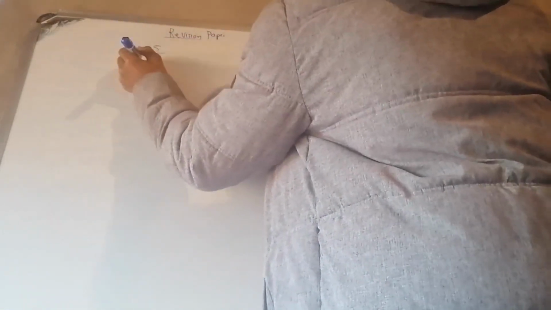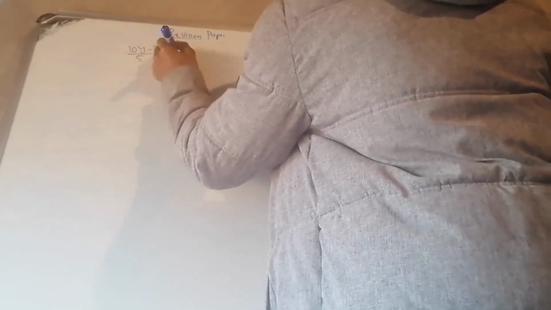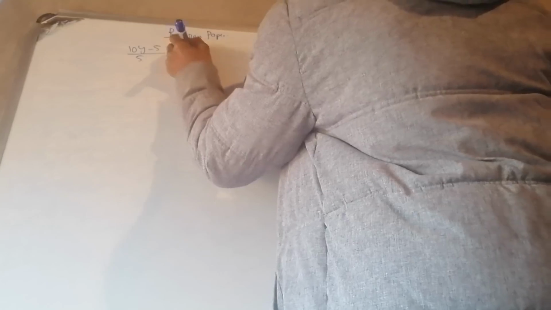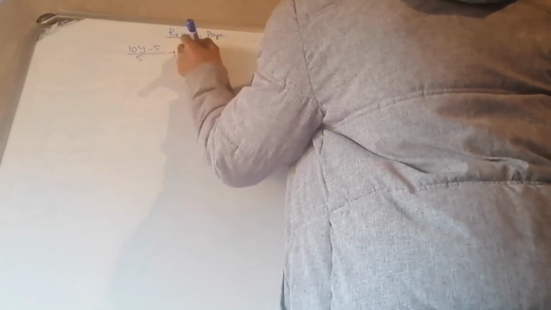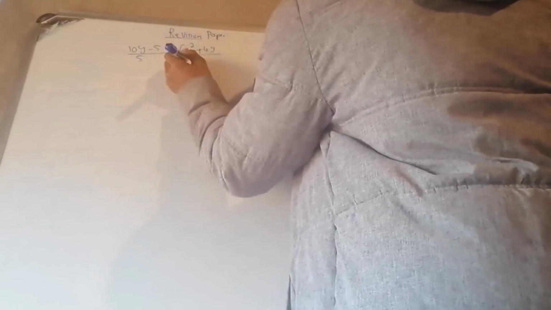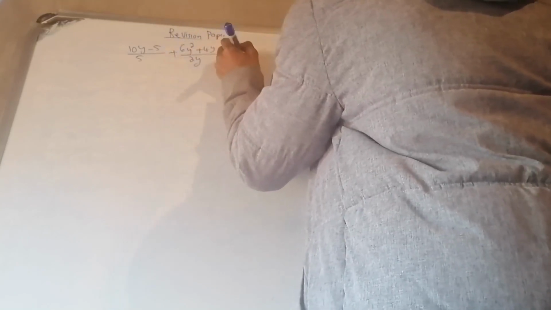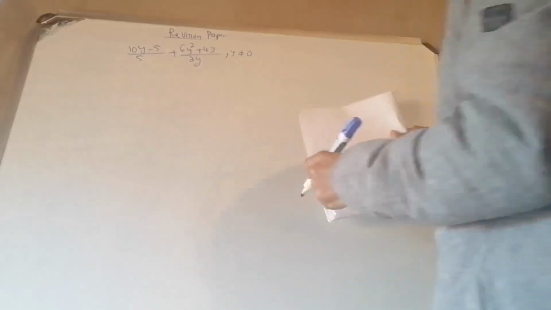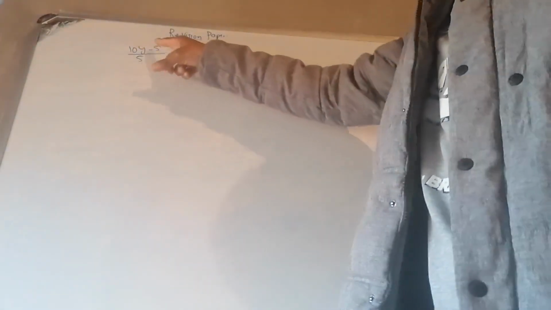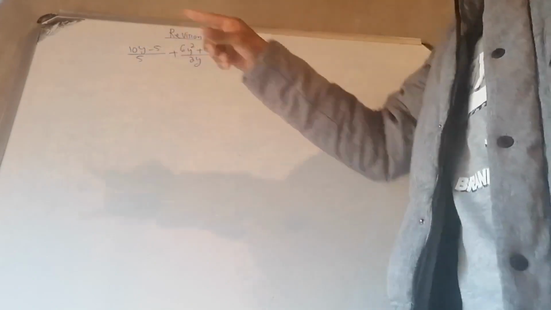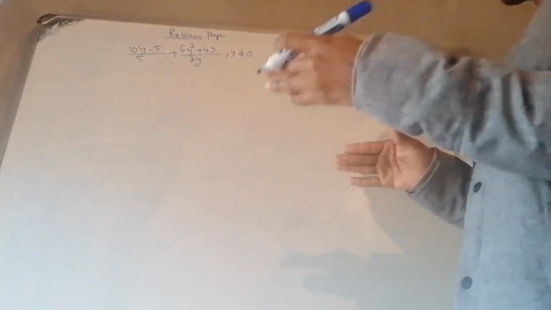(10y − 5)/5 + (6y² + 4y)/2y, and y should not be equal to 0. Now let's simplify that. There's a common factor. 5 here again is a common factor, therefore 5 is a common factor.